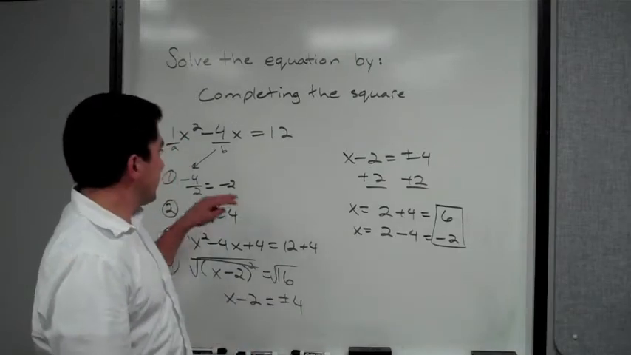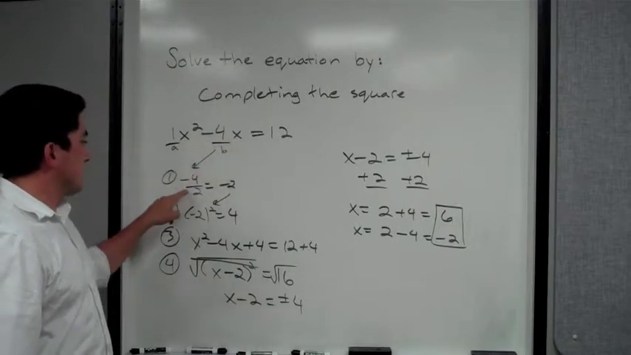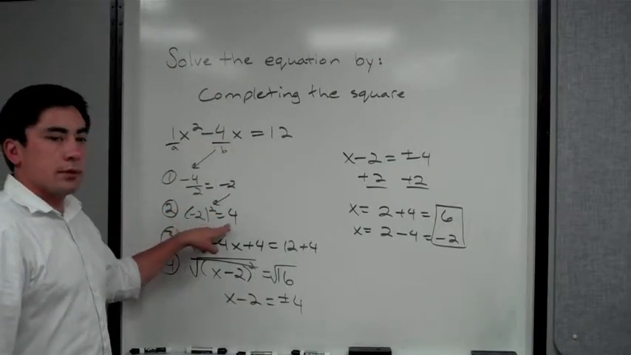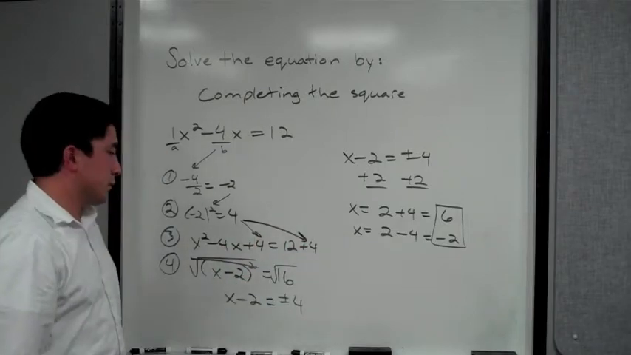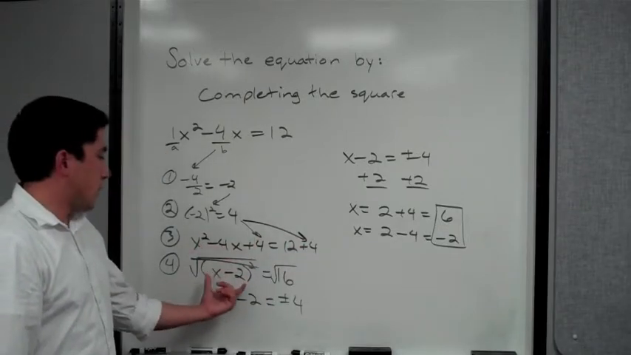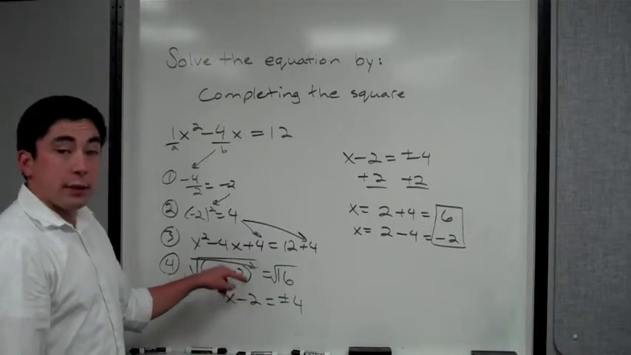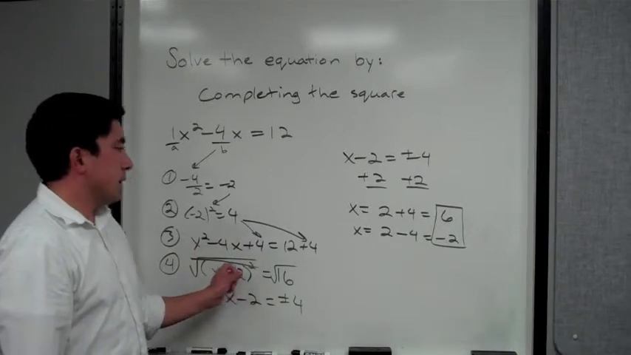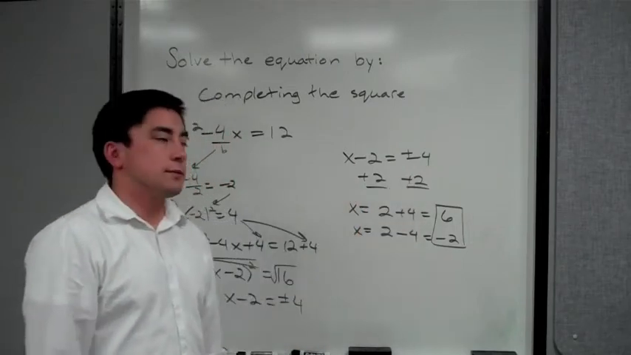Again, completing the square: cut this term next to x to the first in half. Then we square it. Then we add it to both sides of the equation. And then we're going to take these 3 terms, write it as 1 parenthesis squared, get rid of the square by rooting it, and then move our last term over, add up the numbers.